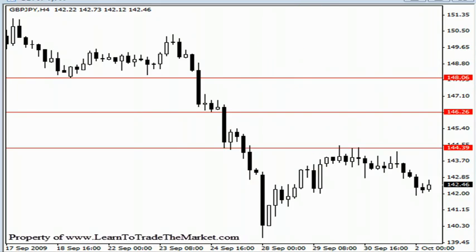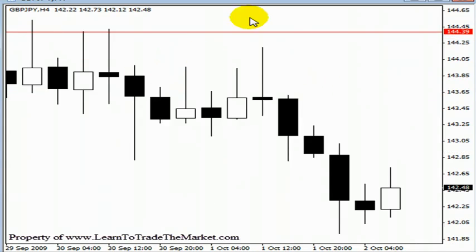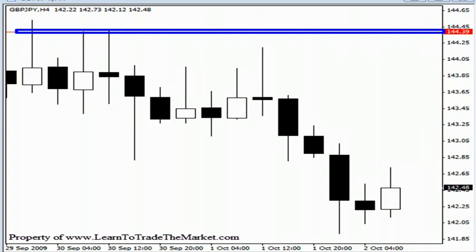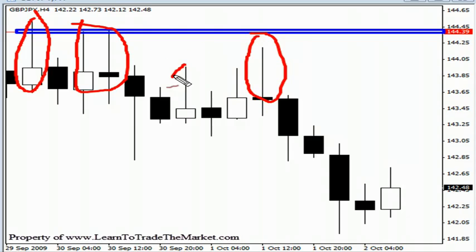Let's quickly zoom in. And you'll notice we've got all these rejections. Now we've marked that level. This is that level that came through. Let's mark it again at 144.40 thereabouts. And you'll notice very similar to the previous video. Again, I'm trying to keep things consistent so you can understand. These pin bar reversals, really hot signals for price rejection. Now we've got 4 in a row here.